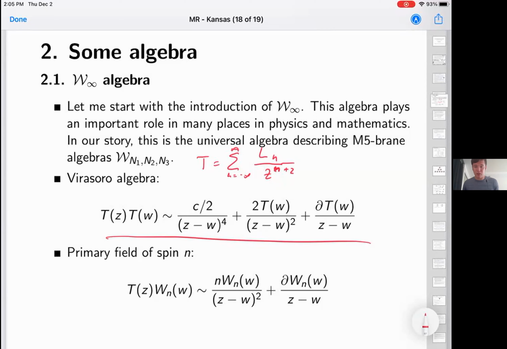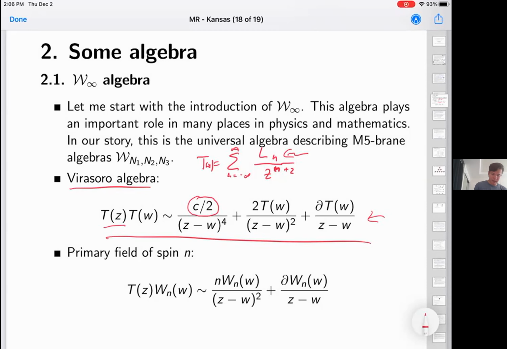You can deduce the commutation relations of the modes by doing some contour integrals on the right-hand side of these expressions. But this is not going to be very important. What is important is that one of the standard examples of vertex operator algebras is the Virasoro algebra, generated by a single field T with the following OPE, depending on a central parameter c that is called the central charge. Anyway, there's this vertex operator algebra.